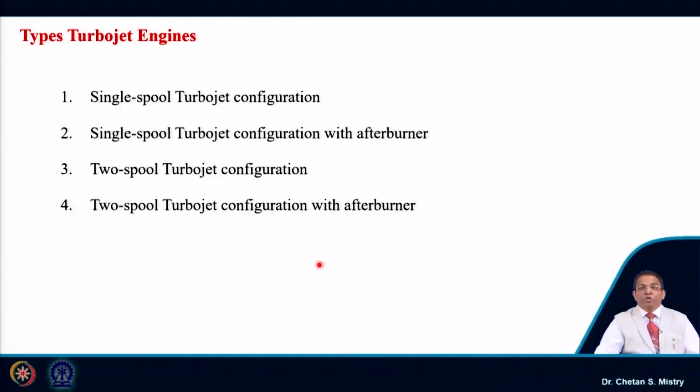Now, types of turbojet engine. If we look, the first is the single spool turbojet engine configuration. The second configuration is with afterburner. Then we have the 2 spool turbojet engine configuration and the 2 spool turbojet engine configuration with the afterburner. We will be discussing the afterburner in detail in later classes.